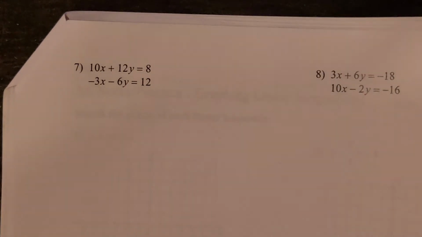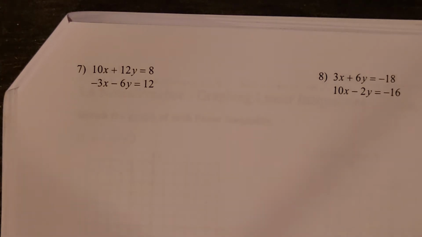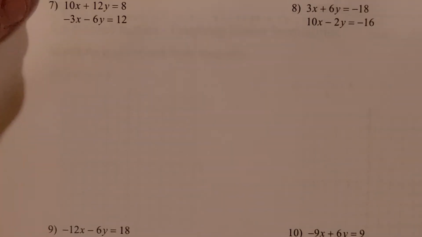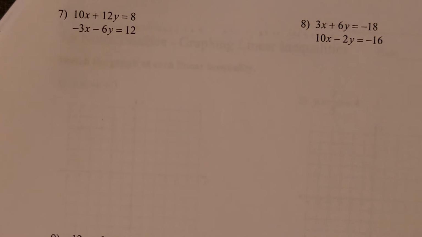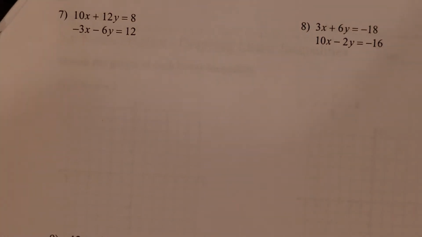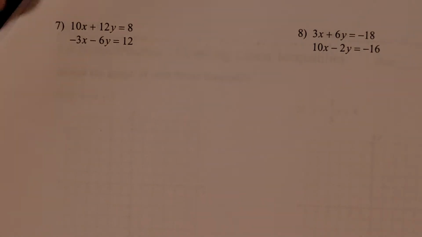Look at number 7 on the back. Okay, so I'm going to now be aware that I'm not always given opposites. Like in problems 1 and 3, I had opposites ready to go. You could just add the 2 equations together. Boom, done. It does not always work that way.